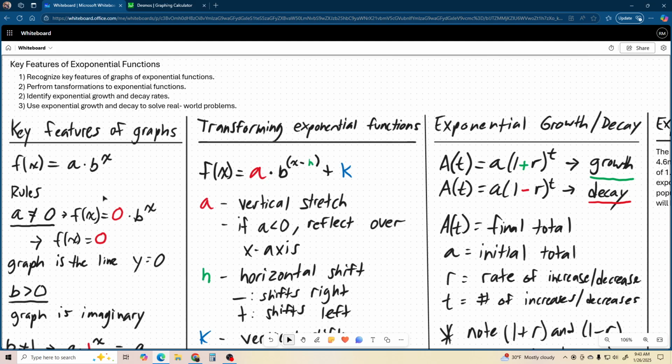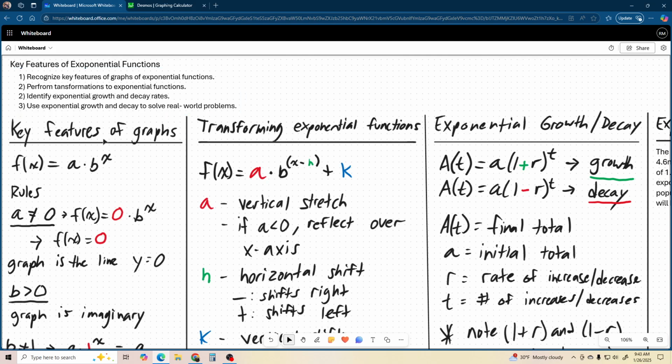Today's lesson is key features of exponential functions. We're going to be going over graphs, and today we're going to recognize key features of graphs of exponential functions. We're going to perform transformations to exponential functions. We're going to identify exponential growth and decay rates, and then we're going to use exponential growth and decay to solve real-world problems. Alright, so let's jump into it.